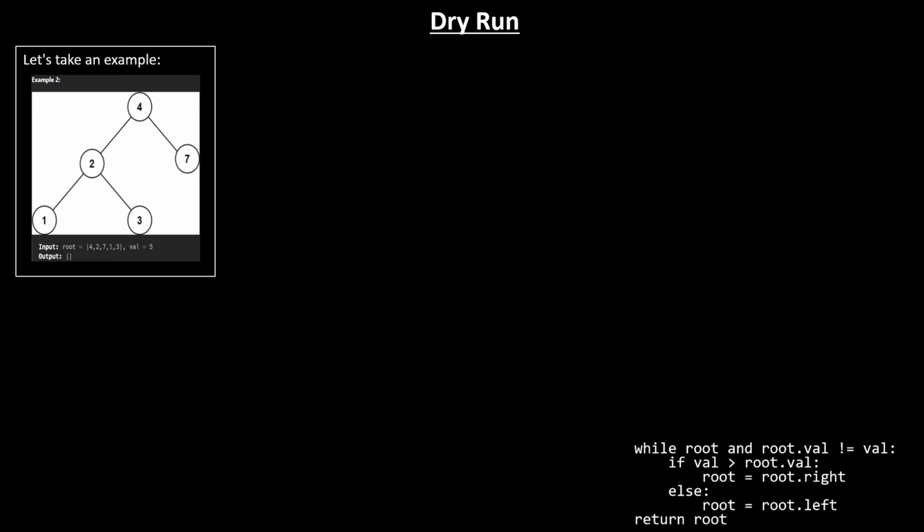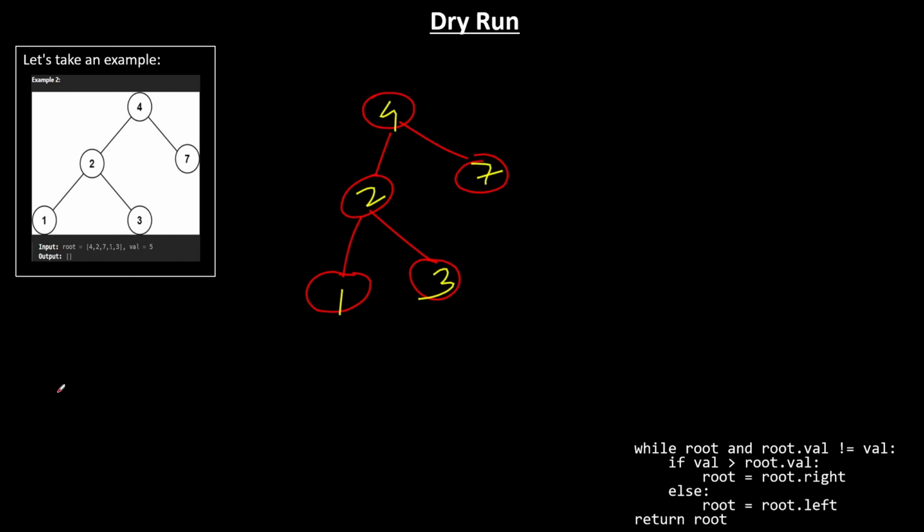Now, since we have the understanding of the code, let's look at the dry run of the example. I have taken this example and I have drawn the tree already. Now let's look at the dry run. We have while root is not null and root value is not equal to the value. The value given could be 5, but let it be 3 in this case. We're looking for 3, so our value in this particular case is 3.